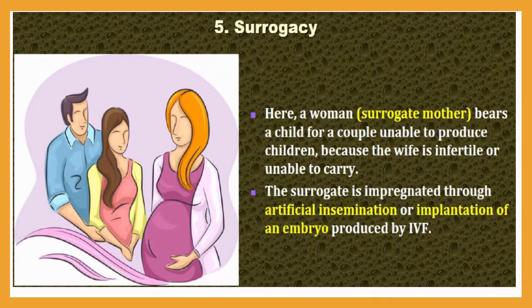The next method is surrogacy. Here a woman, who is a surrogate mother, bears a child for a couple. Suppose this is a couple and this is the woman who is bearing the child for this couple; she is considered a surrogate mother. The wife may be infertile or unable to carry the pregnancy, and at that time surrogacy plays a very important role. In this method, the surrogate mother is impregnated through artificial insemination or implantation of an embryo produced by IVF or ZIFT. So by these methods, the whole process is carried out.